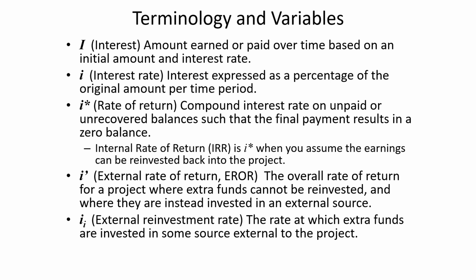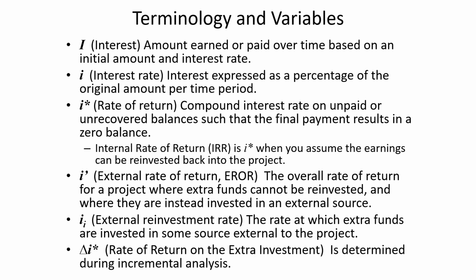And that external reinvestment rate is I sub I. That's a given in external rate of return problems. That's the known rate of return that's earned by the profits when you put them somewhere else. That I sub I is what you use to discount the outflows to the present and compound the inflows to the future as one of those preliminary steps in calculating the external rate of return.